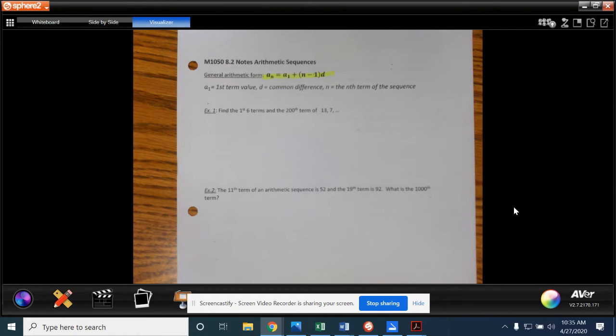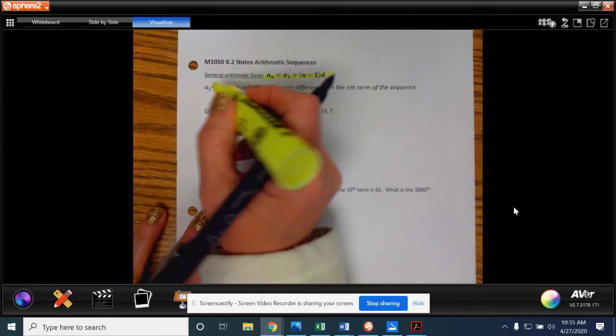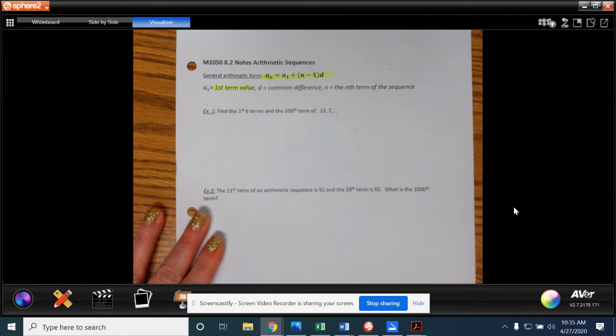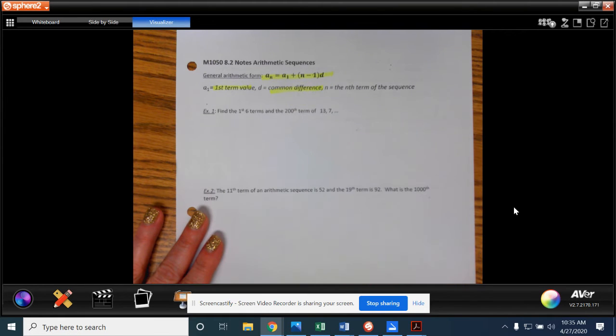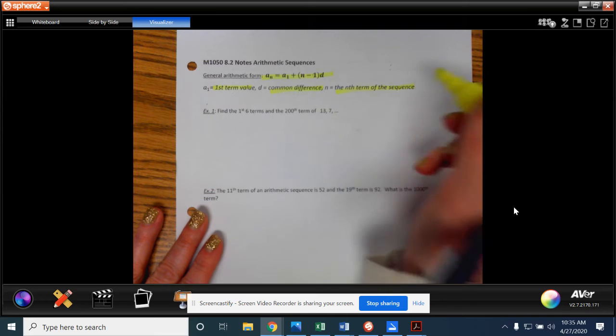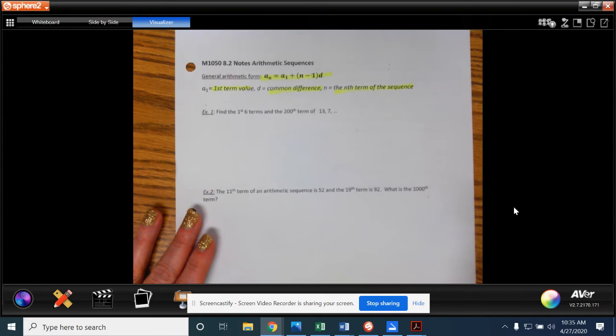So A of 1 is the first term in the sequence. And d is the difference. Then n is the nth term in the sequence. It's whatever term you're wanting. Now, there's going to be a couple different forms, a couple different items.